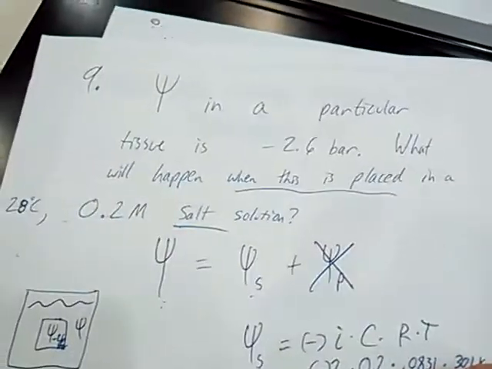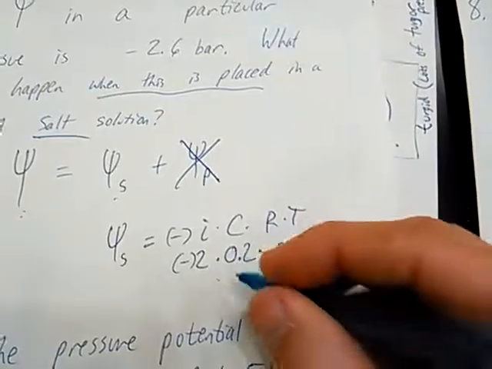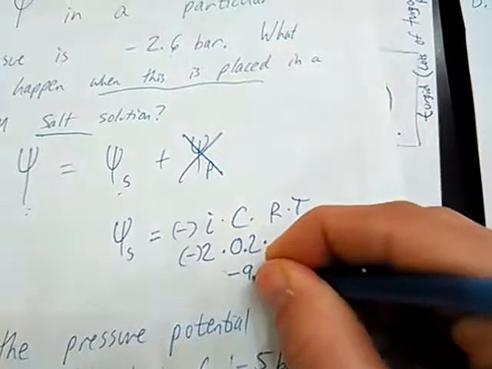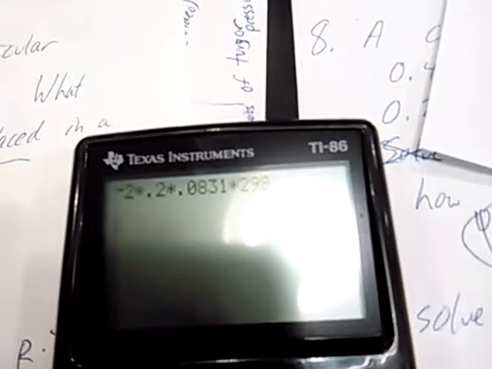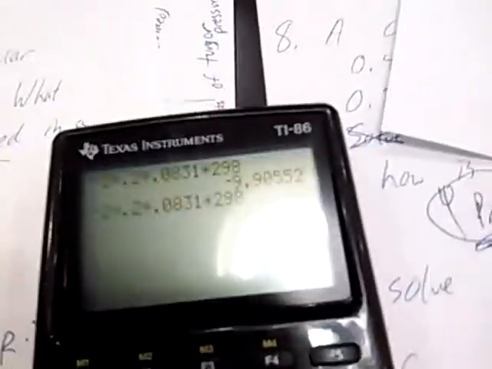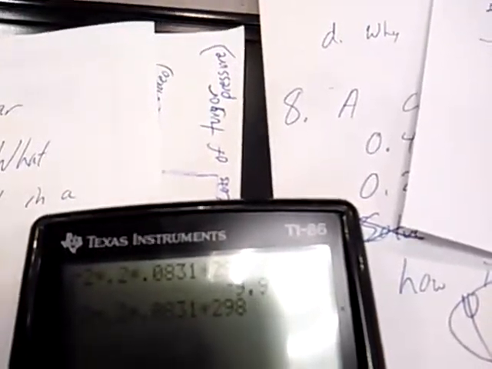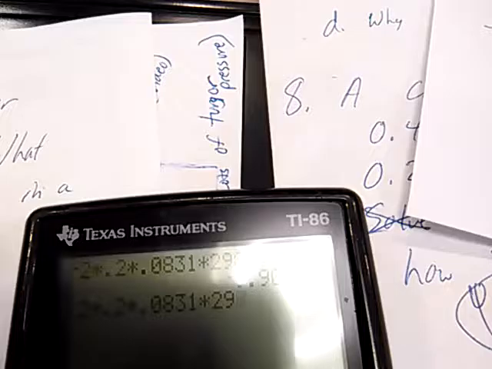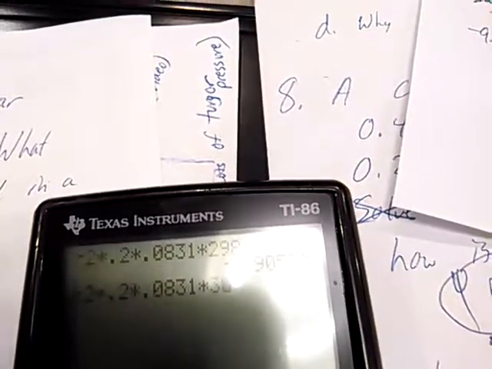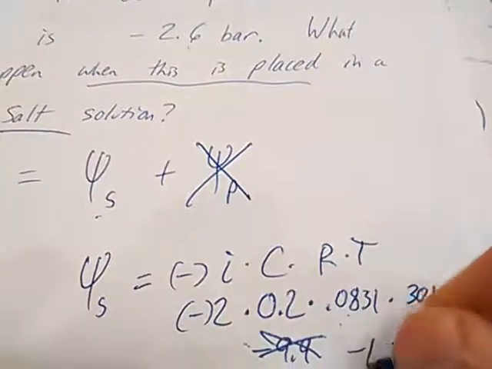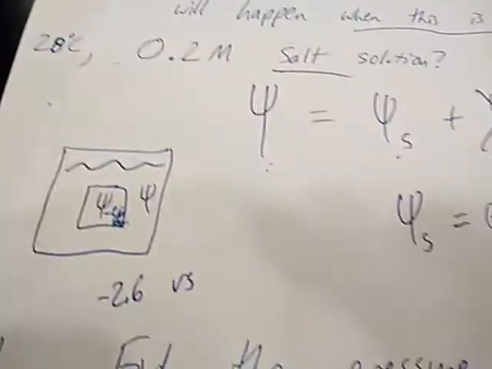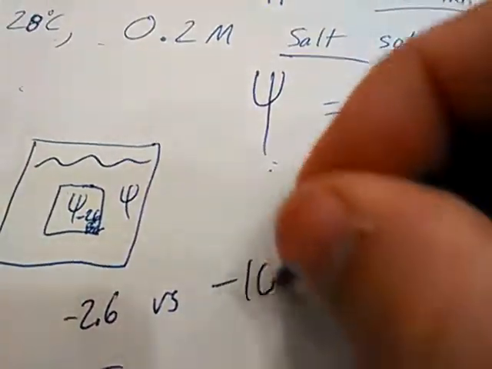I think I just did this on the last problem. So it should be 9.9. Yeah, 2 times 0.2 times 0.08. Oh, the temperature value is different. 301. Oh, shoot. It's very close. All right. 10. All right. So negative 2.6 versus negative 10.